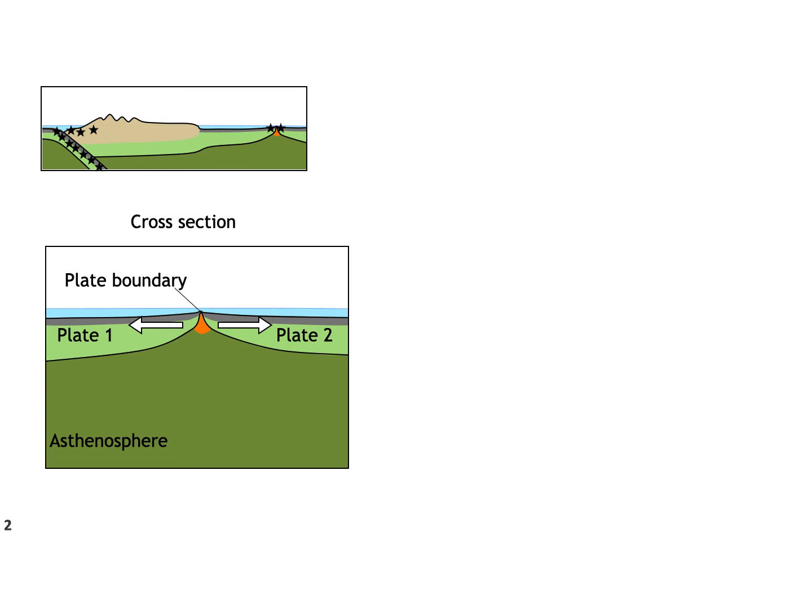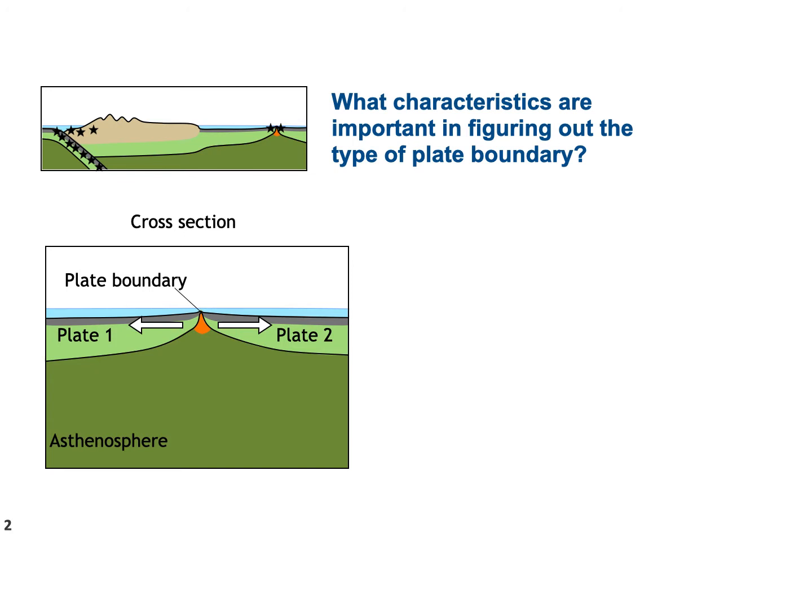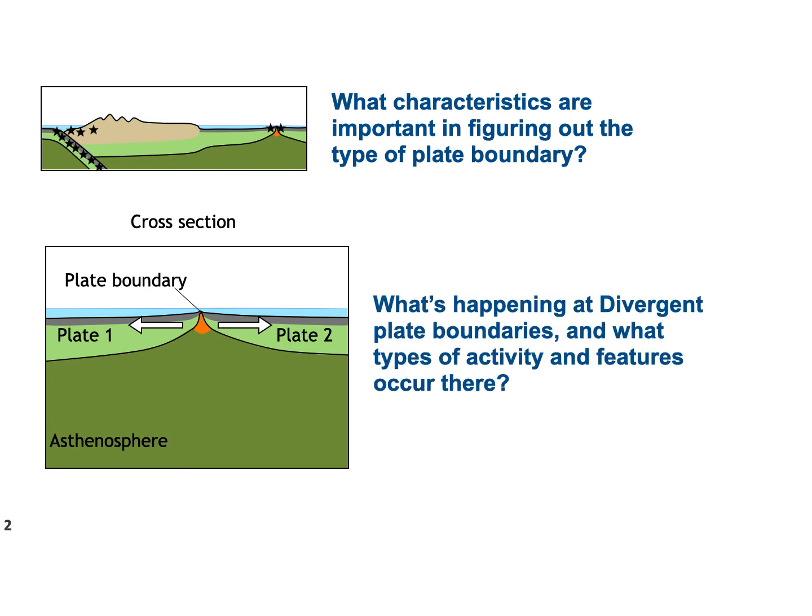This tutorial focuses on two major things. The first is what characteristics are important in figuring out the type of plate boundary. And the second is what's happening at divergent plate boundaries and what types of activity and features occur there.